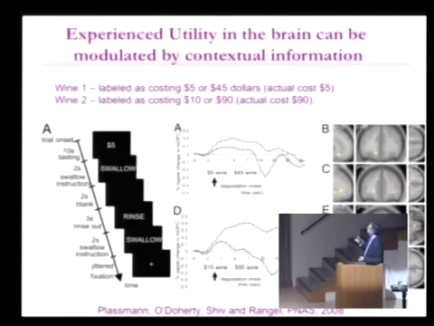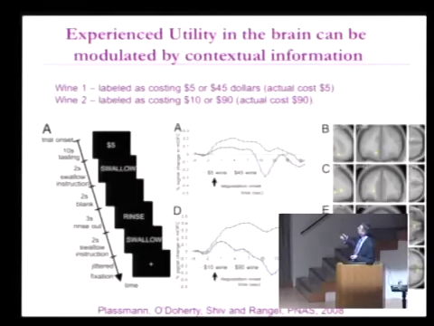And what we found was that the activity in this region didn't really track the objective value of the wine, whether it was 90 or whether it was 5. It actually was modulated very heavily by what subjects thought the wine cost. So activity was much higher, meaning it was more rewarding, for wine that they thought would cost $90, and was much less for the actual $90 wine when they thought it cost $10. And similarly, for the $5 wine, it was much higher when they thought it cost $45.